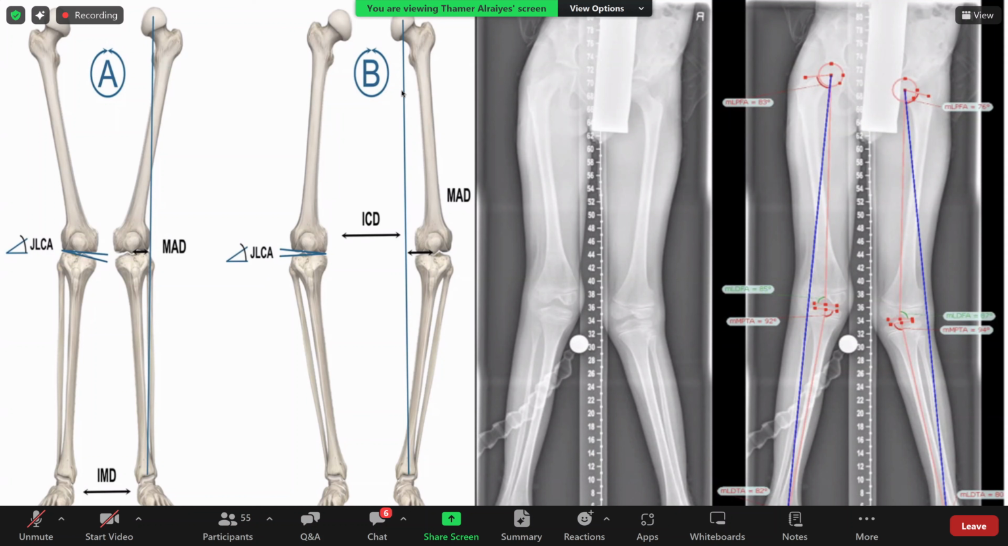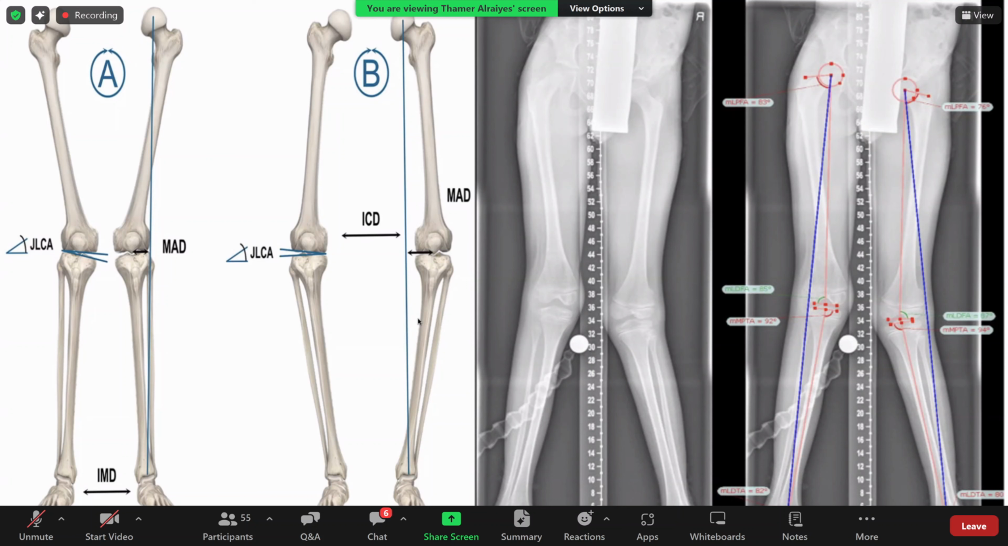But coronal, I mean, when I'm looking at the front, if there is anything going outward or inward, this is coronal malalignment. I fix that back to the normal alignment. For normal alignment, we have a reference. For every bone, we have a reference. So we do that. We do the corrective osteotomy, we break the bone, we bring it to that alignment.